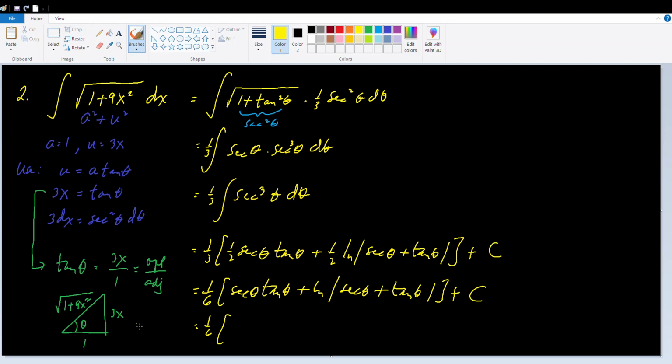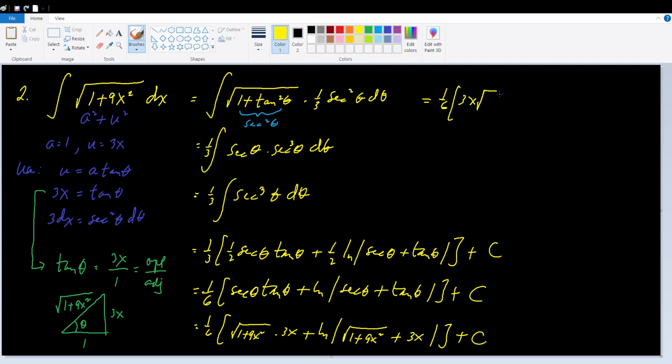So for secant theta, that is hypotenuse over adjacent. So the hypotenuse is the square root of 1 plus 9x squared over the adjacent, which is 1, times tangent, opposite, all over the adjacent, again 1, plus ln of the absolute value of secant theta, which is the square root of 1 plus 9x squared, plus tangent theta, 3x over 1, plus c. Or that will be 1/6 times 3x square root of 1 plus 9x squared plus ln of the absolute value of the square root of 1 plus 9x squared plus 3x plus c.